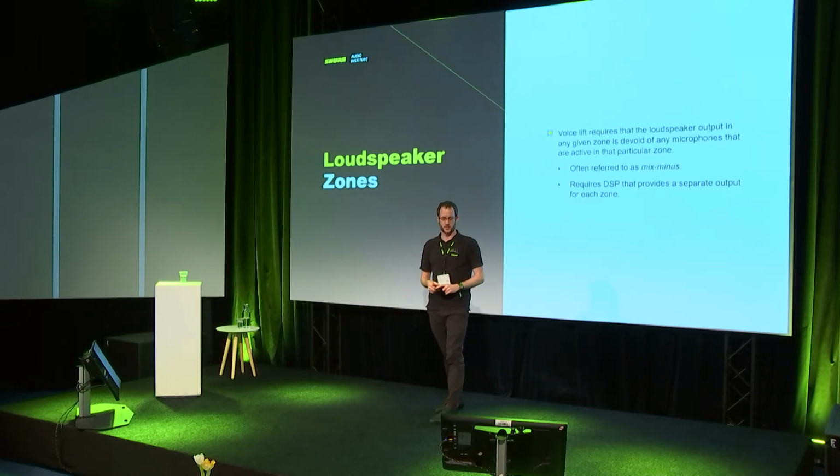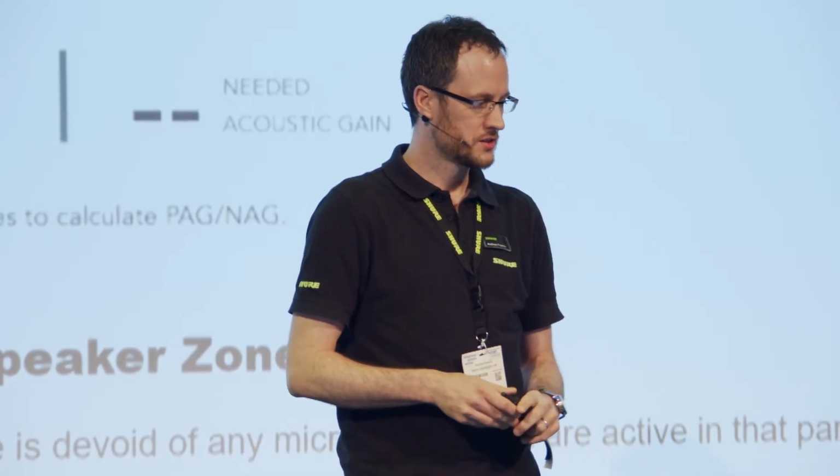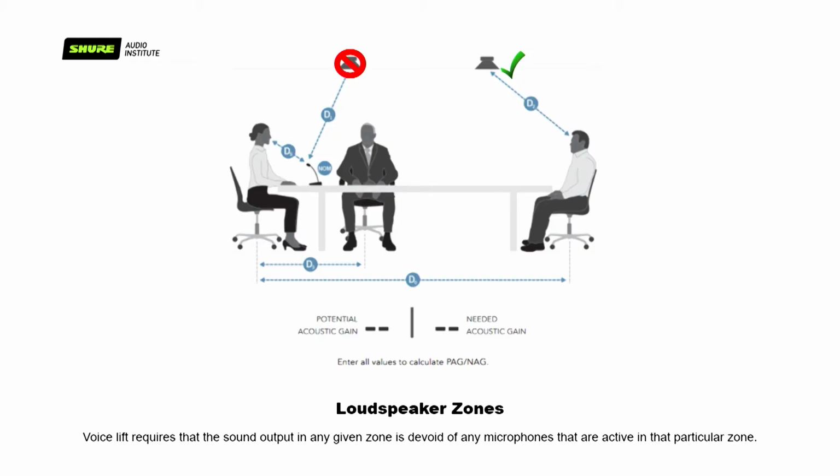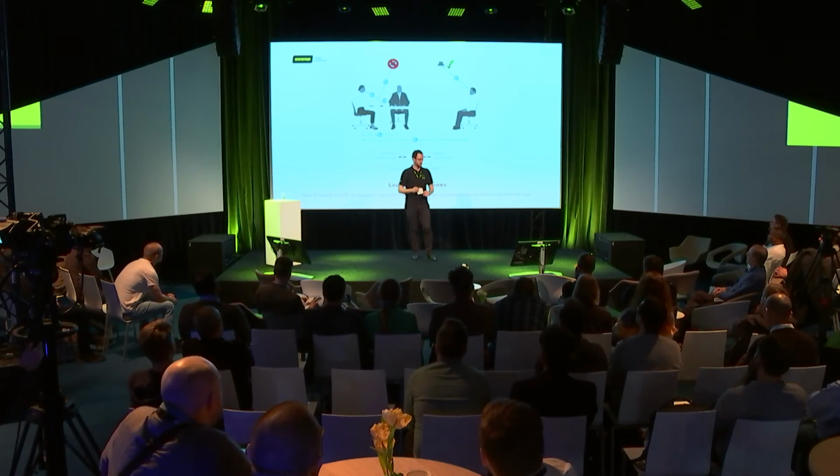And this requires DSP that provides a separate output for each zone. So you're going to need multi-channel amplifiers, or you probably now, the market is starting to move towards the idea of Dante routable loudspeakers. So here we go. Voice lift requires the output sound in any given zone to be devoid of any microphones that are active in that particular zone. All right. So the potential acoustic gain and the needed acoustic gain are equal to these two factors.